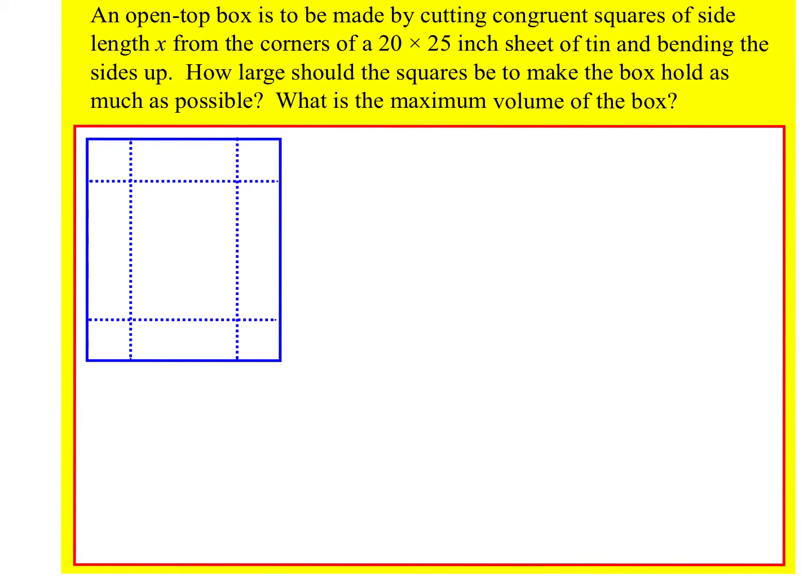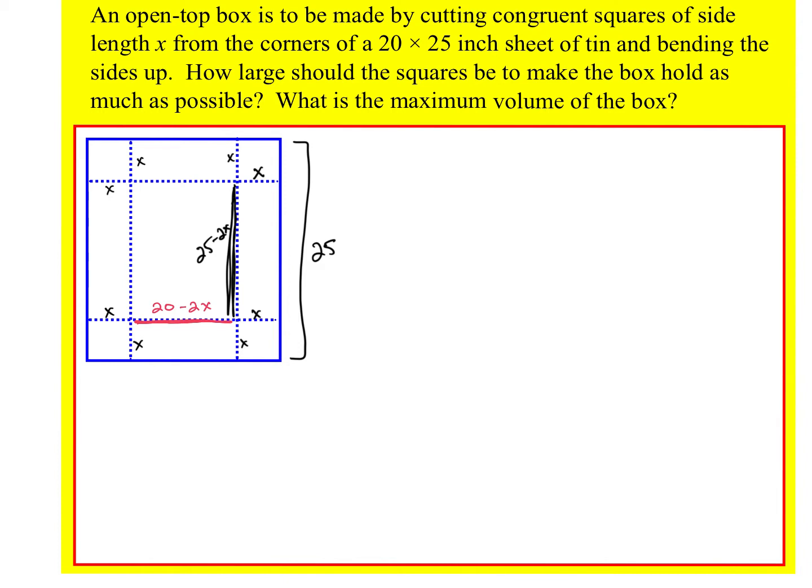So let's figure out what we need. If we're going to cut x out of the corners, all of those would end up being x. Now, if this whole side is 25, this portion would end up being 25 minus 2x, because we have an x cut out here and an x cut out here. So we need to subtract that. Using that same logic, this portion right here would be 20 minus 2x.